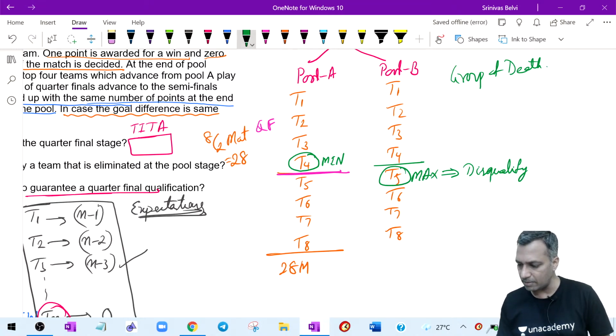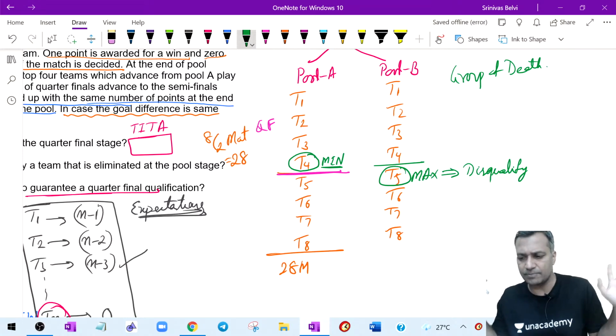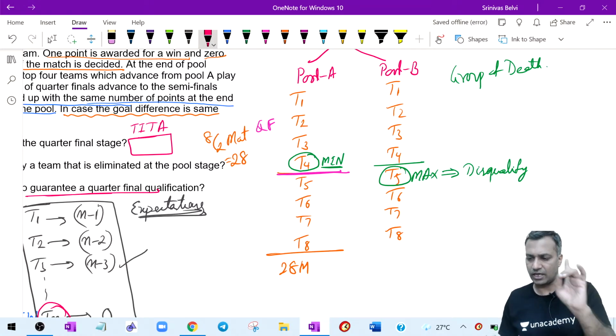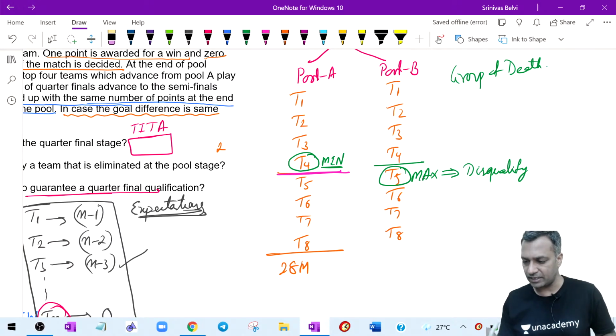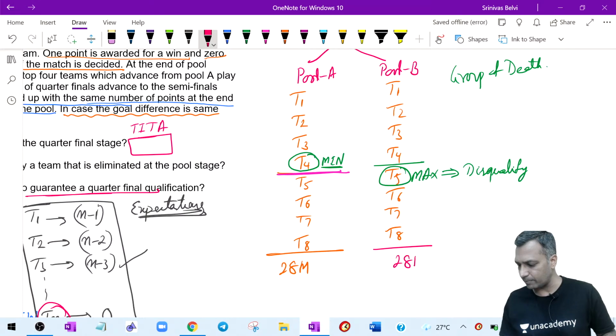Now, what about the minimum here? The minimum required to qualify. Once we get this, my concepts are more or less done. Let me simply write the expectation. The number of matches is 28. We already got this, so here also there are 28 matches.